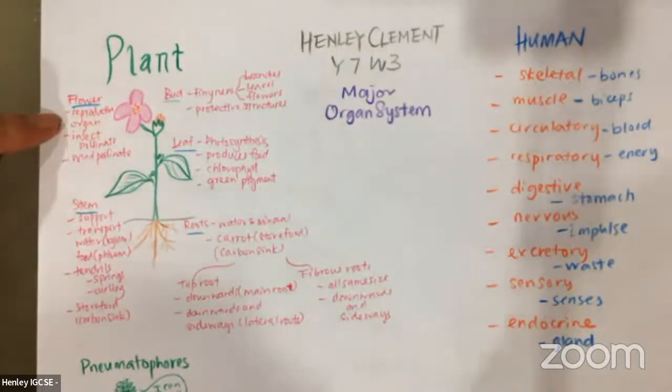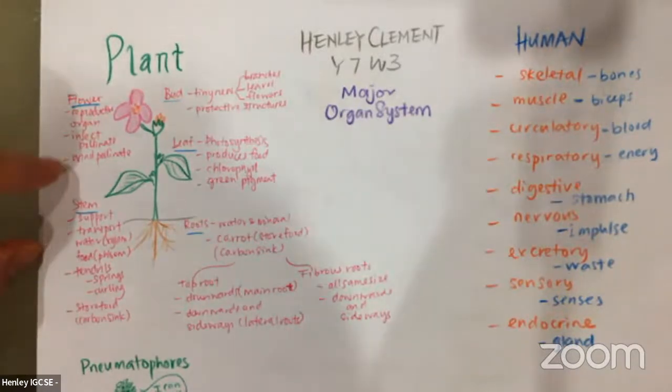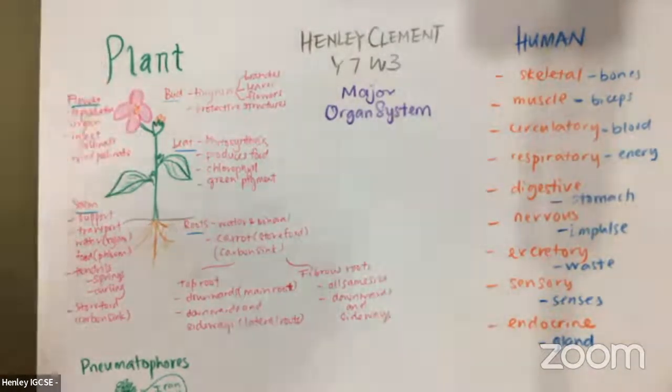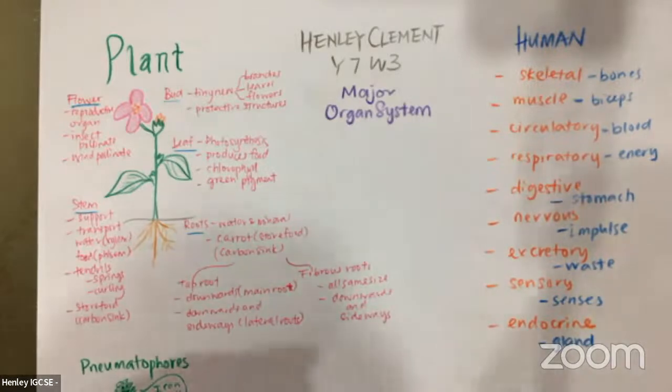Okay, so the flower will need to be pollinated. One agent is the insect, and the other one is the wind. So the insect and wind will help the plant to pollinate. Pollination is the process where the pollen gets into the ovule, the male gametes fuse with the female gametes, and give birth to the new baby of the plant, which is a fruit and the seeds.